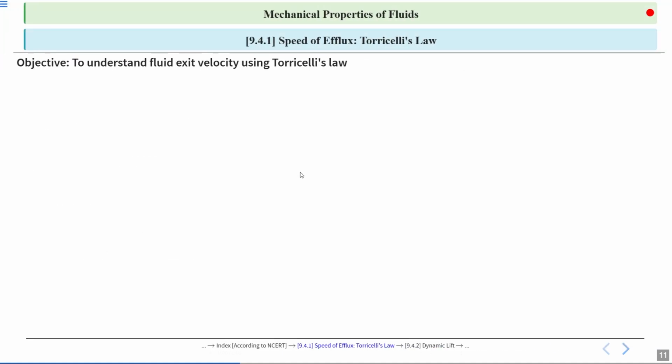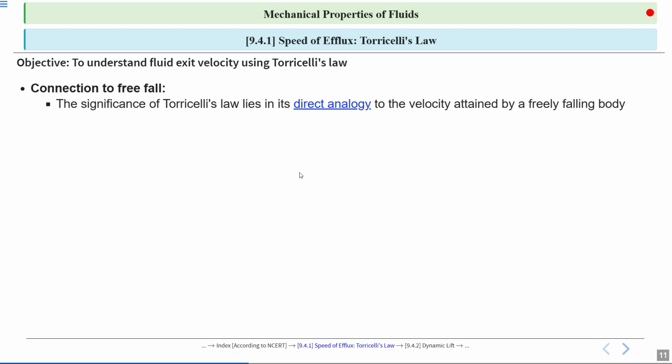Now, connection to free fall. So let's make a connection between Torricelli's law and the concept of free fall. Torricelli's law is directly analogous to the velocity a body gains when it falls freely under gravity. In other words, the speed of the fluid exiting the hole is similar to the speed an object would reach if it fell from the same height.